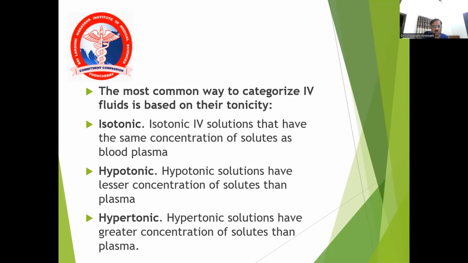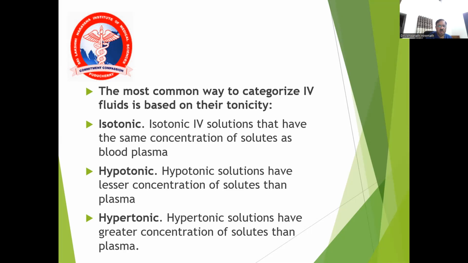Hypotonic solutions are those solutions having the solute concentration less than the plasma. Hypertonic solutions have the greater concentration of solutes than the plasma. Normal plasma solute concentration is 285 to 295 milliosmoles per liter. 280 to 295 milliosmoles per liter.